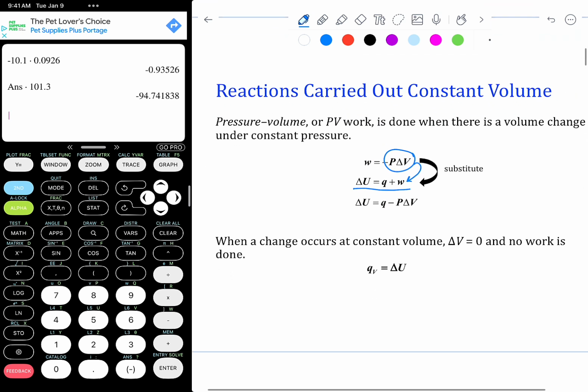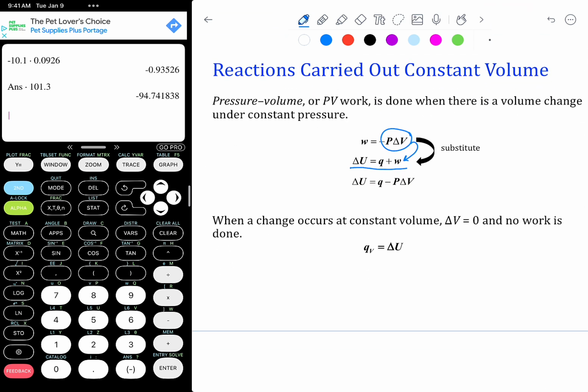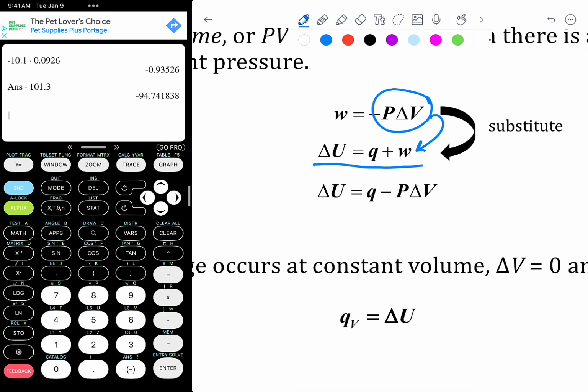Now, when a change occurs at a constant volume, we see that delta V is equal to 0, and no work can be done. So if we say that delta V is 0, this whole term goes away, because if we multiply P by 0, the whole thing becomes 0. So we get that Q is equal to the internal energy. The heat is equal to the internal energy.